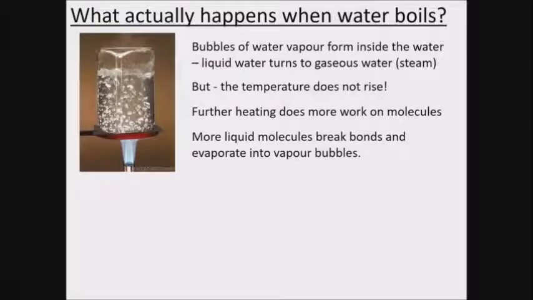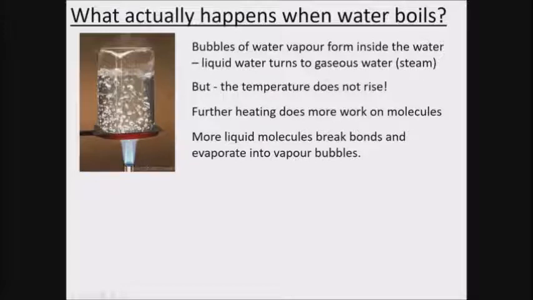This is our video on something called specific latent heat of fusion and specific latent heat of vaporization. And the idea is this: what actually happens when water boils? So imagine you've got some water on a Bunsen burner. What's going on? Well, bubbles of water vapor form inside the water. This tends to happen off the bottom, the hottest surface. What we're saying is liquid water turns into gaseous water or steam.